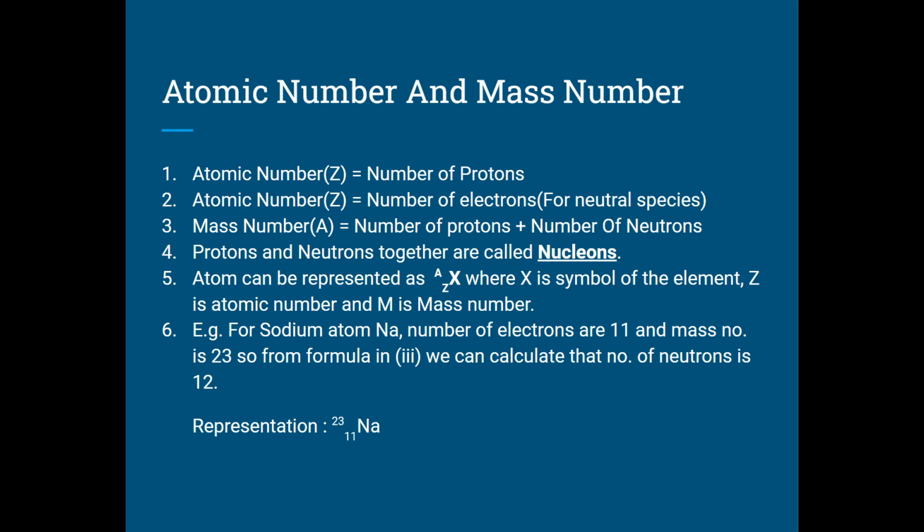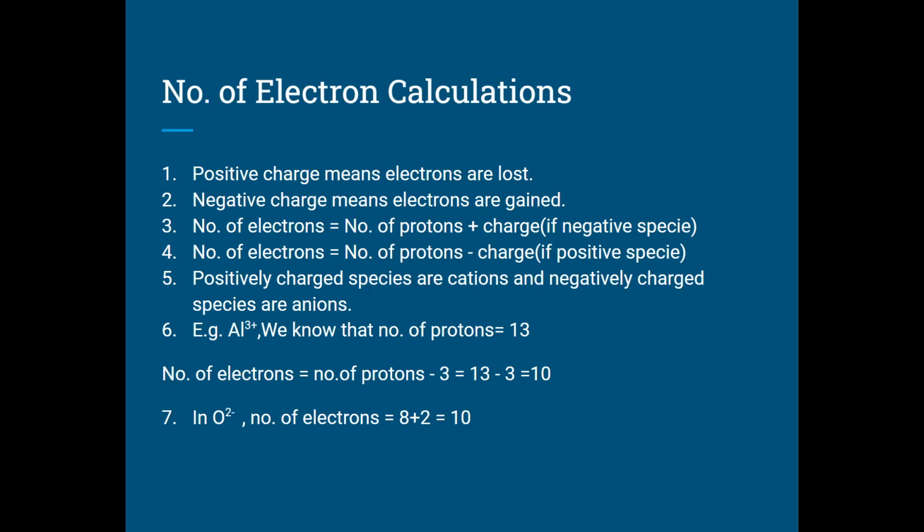Okay, let's move to the next slide. I wanted to explain a few things. This is the number of electron calculations. It's very easy. We just have to keep a few things in mind. Positive charge means electrons are lost. Negative charge means electrons are gained. These two statements, please keep in mind always. They seem like very easy things, but in future, when you go into other chapters, they are very useful.